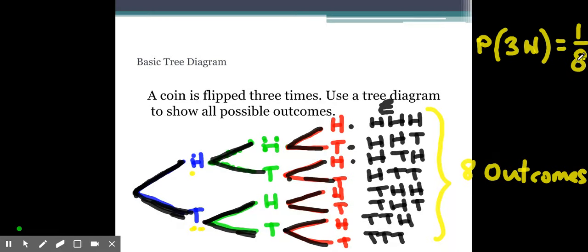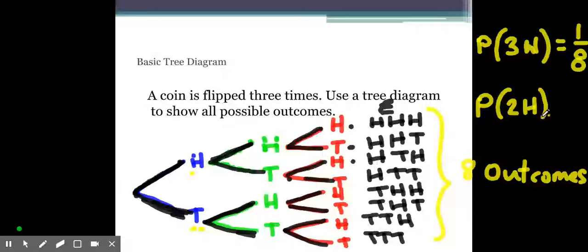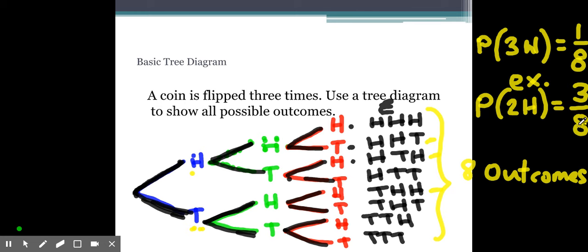We might say, well, okay, what about the probability of getting 2 heads? It doesn't specify what order, so I just need to look for where I get 2 heads. And it might say exactly 2 heads, in which case I've got this outcome, this outcome, this outcome, and that's it. So there are 3 outcomes out of 8 outcomes where we get exactly 2 heads.